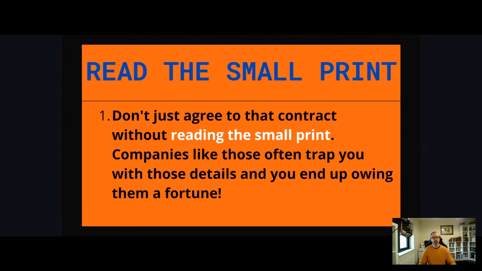So, read the small print. If any of you have ever looked at a contract or any sort of document where afterwards you'll see all this tiny print at the end, or maybe some footnotes or endnotes, that's the small print, and that's where the real details and the real nitty-gritty come out. Some people might say the devil is in the details, and that's where you'll find it, in the small print. So don't just agree to that contract without reading the small print. Companies like those often trap you with those details, and you end up owing them a fortune.